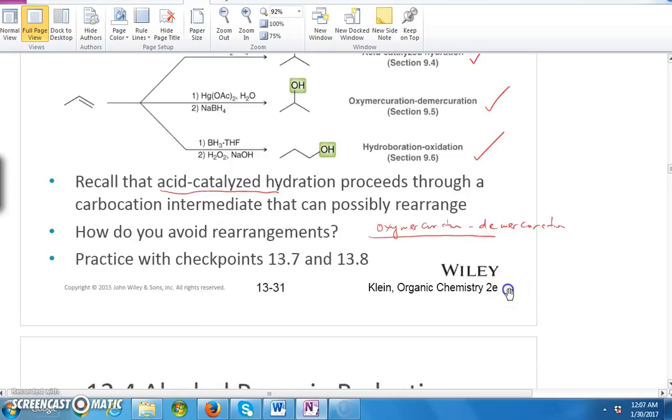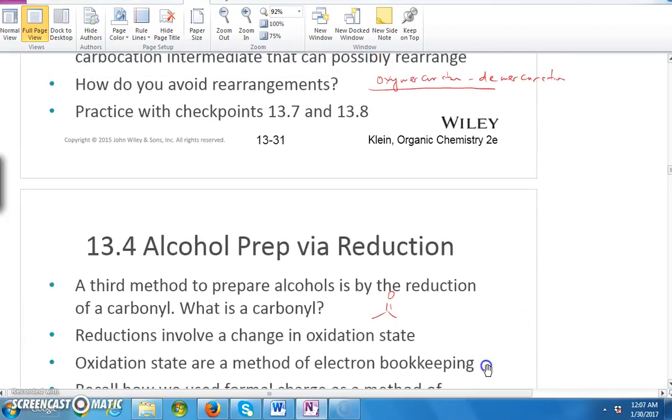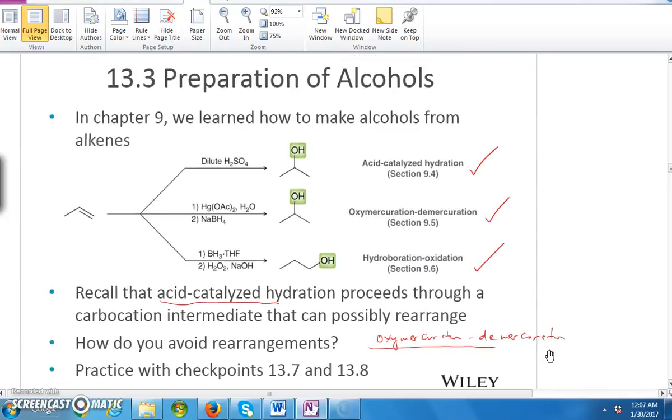Okay, so anyways, that's basically all for preparation of alcohols. These are things that you need to know. It can either be prepared by acid catalyzed hydration of an alkene, or the oxymercuration demercuration, or the hydroboration oxidation.